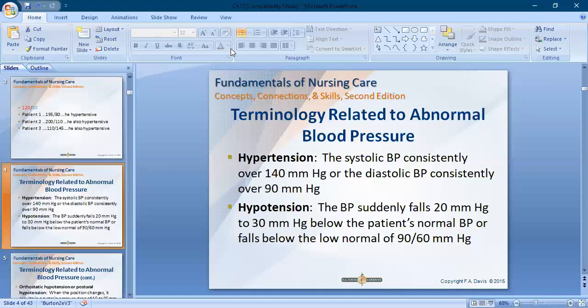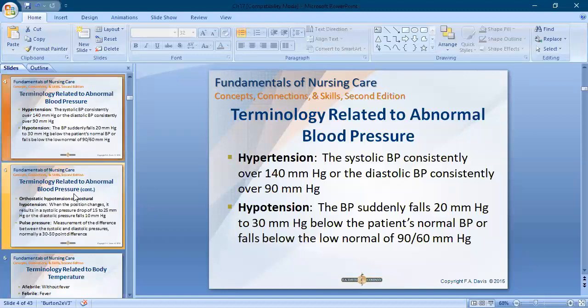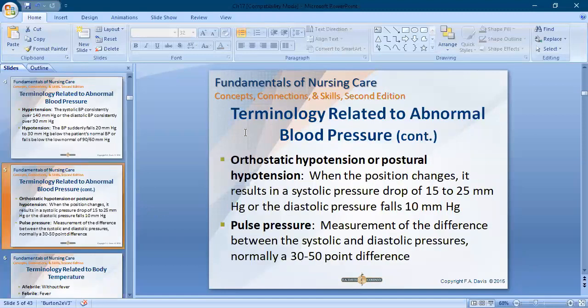So let me open something for you. It would be helpful for understanding. Okay, so basically, here, more terminology related to abnormal blood pressure, right?